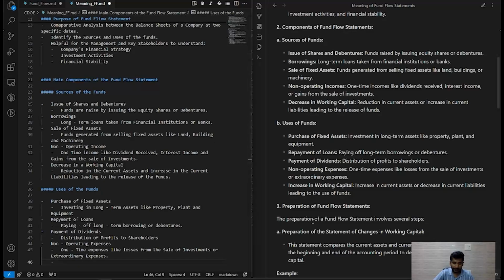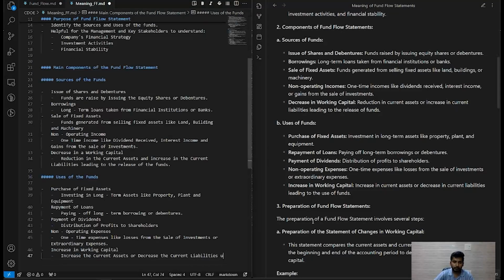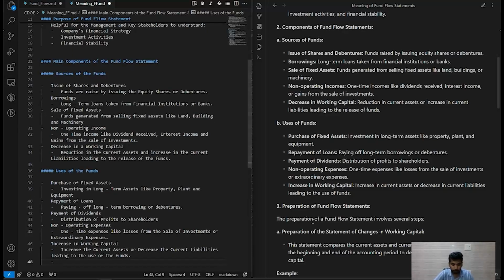Okay, and next we can utilize these funds for increasing our working capital. Now, how will this happen? If we increase the current assets or we decrease the current liabilities using these funds, which will lead to the use of the funds. Okay.